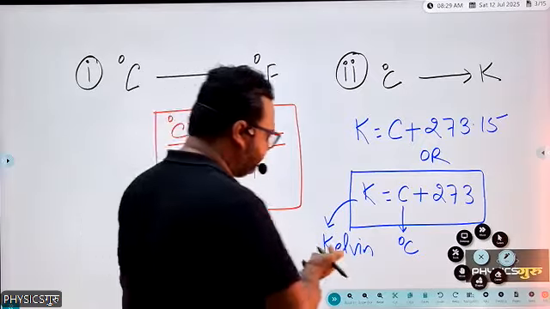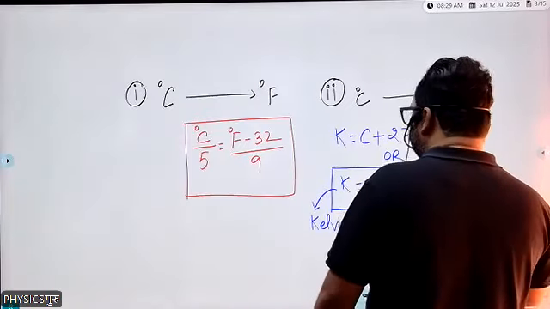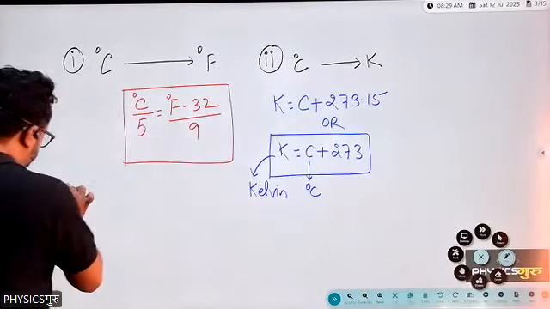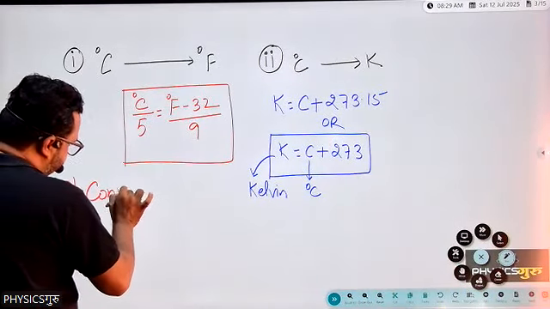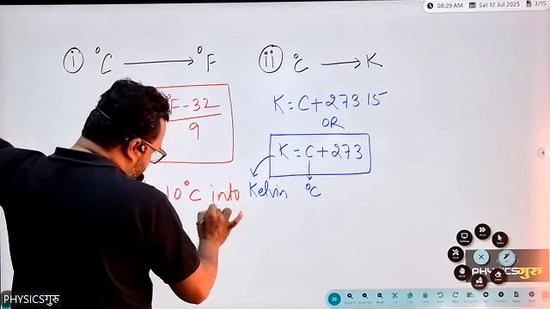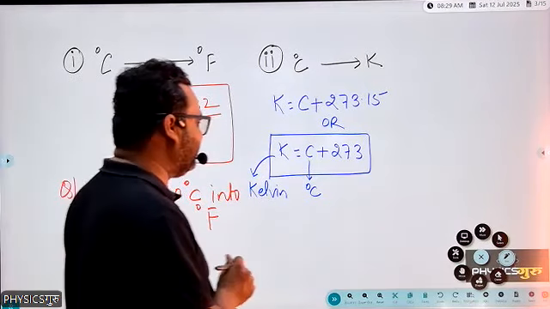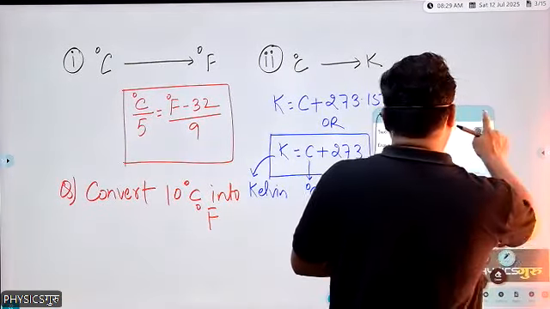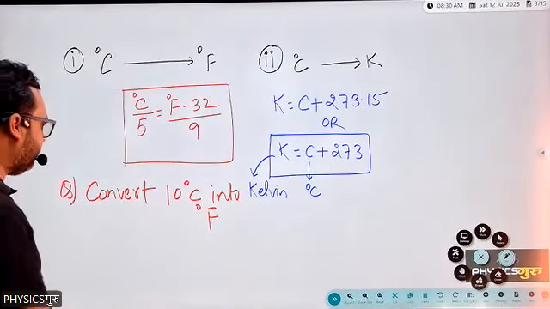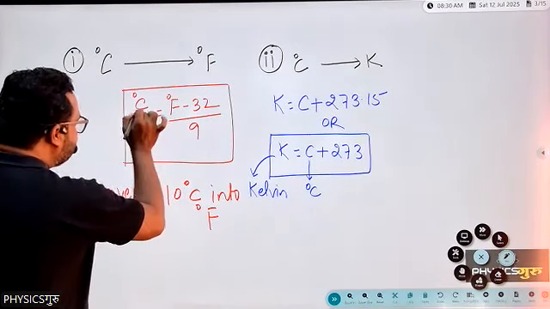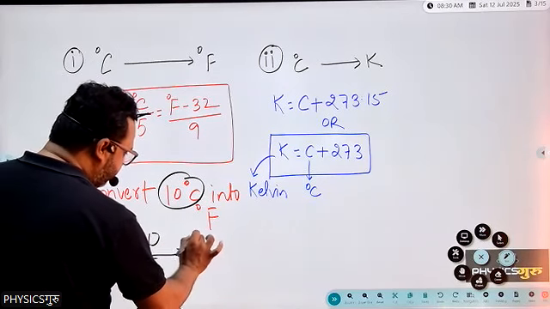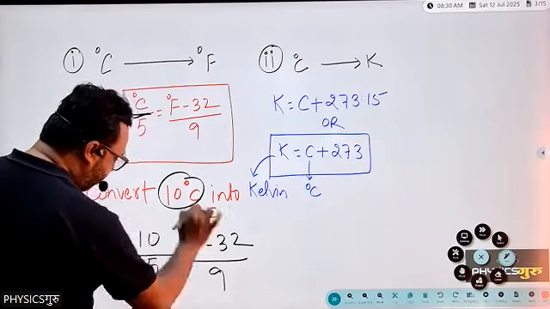Example. One example: if I want to convert 10 degrees centigrade into Fahrenheit. Question: convert 10 degrees centigrade into Fahrenheit. To convert degree centigrade into Fahrenheit, you have to use this simple formula. The formula is C by 5 is equal to F minus 32 by 9. So use the formula. What is C? C is basically 10. So 10 over 5 is equal to F minus 32 over 9.